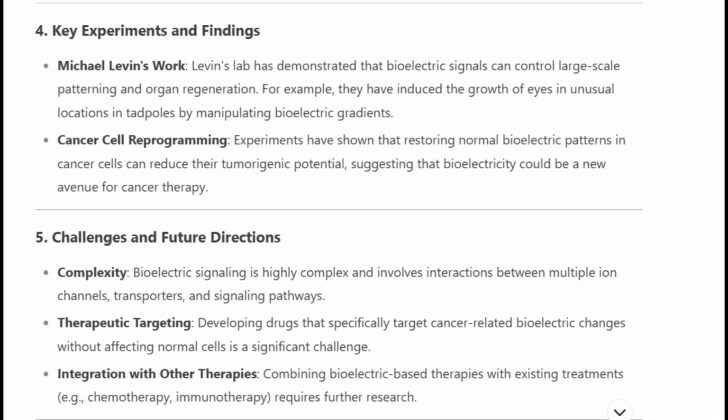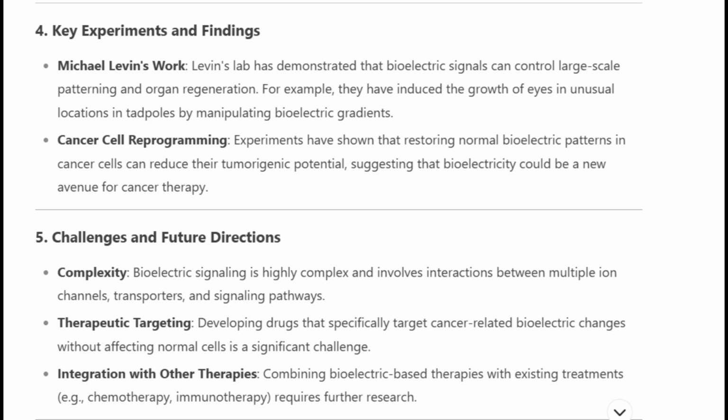4. Key experiments and findings. Michael Levin's work: Levin's lab has demonstrated that bioelectric signals can control large-scale patterning and organ regeneration. For example, they have induced the growth of eyes in unusual locations in tadpoles by manipulating bioelectric gradients. Cancer cell reprogramming: experiments have shown that restoring normal bioelectric patterns in cancer cells can reduce their tumorigenic potential, suggesting that bioelectricity could be a new avenue for cancer therapy.